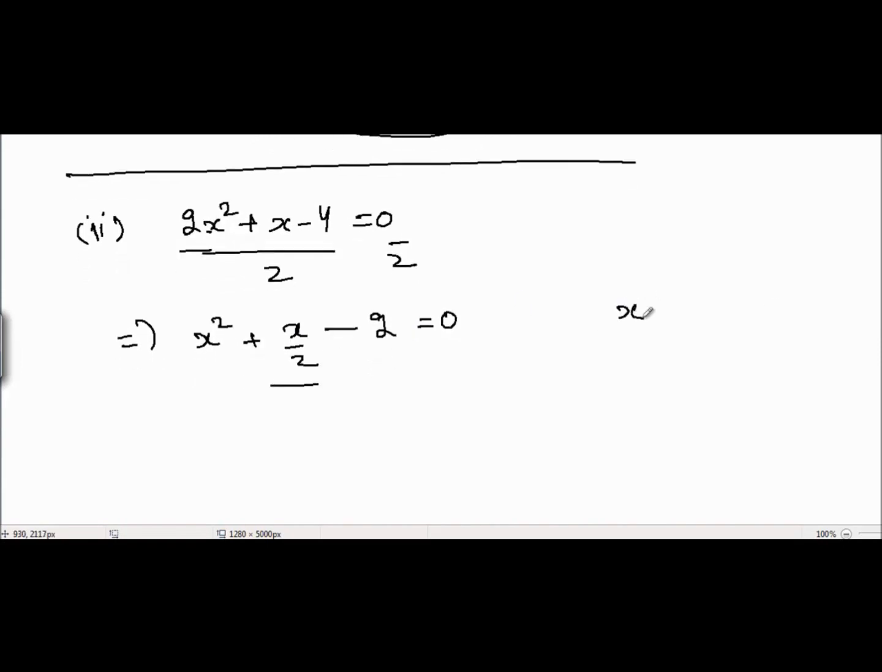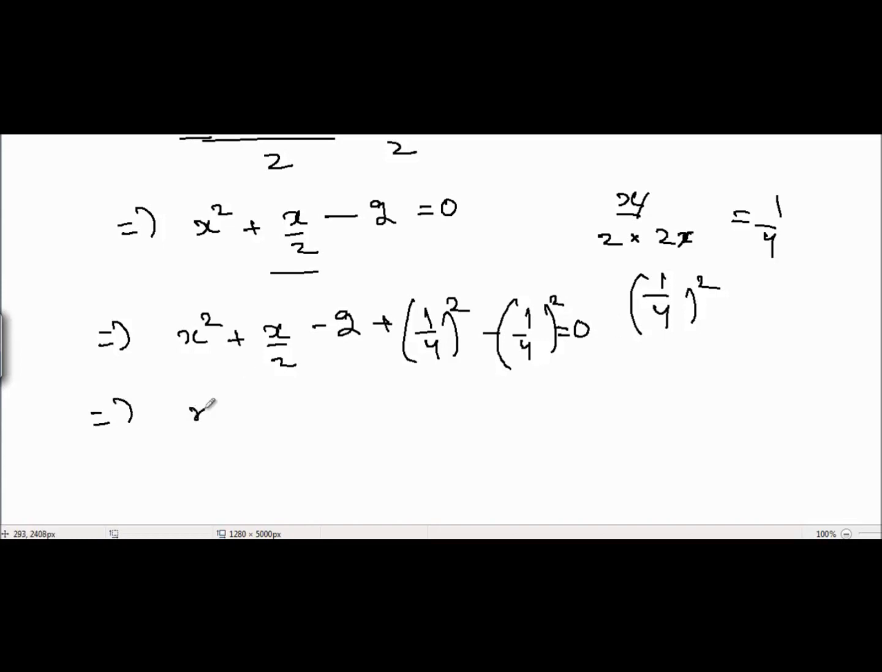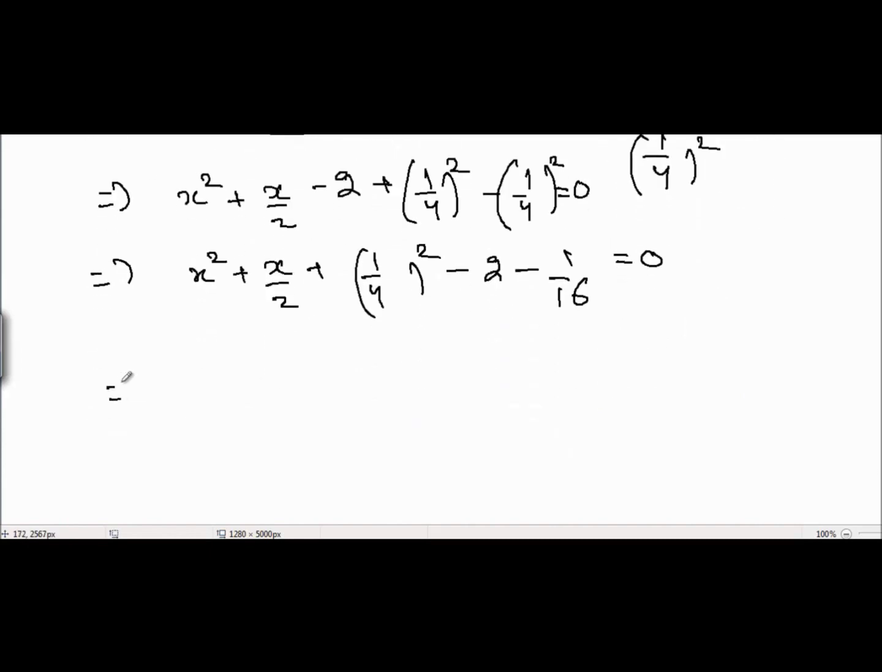Now I divide the middle term by 2x, and it becomes 1/4. Now I square this term. I will add this term and subtract this term from the original equation. I will shuffle the terms now. And these three terms are equal to (x + 1/4)², and I'll take the remaining terms to the right hand side.